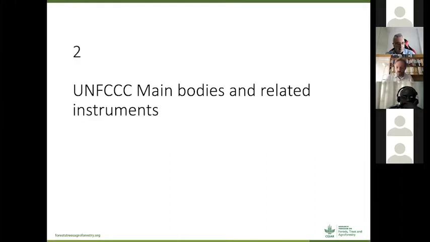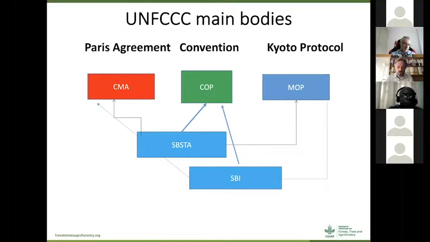So just to come very briefly to the UNFCCC main bodies and related instruments, I think it's a very important point for us that the climate convention and the convention for the parties of the Paris Agreement are linked, but they are evidence-based, they are science-based. There are two bodies, the Subsidiary Body on Scientific and Technological Advice and the Subsidiary Body for Implementation. Both of them assist the governing bodies and the countries through the provision of timely information and advice, either on scientific and technological matters for the SBSTA or on implementation matters for the SBI, and they are all science-based and evidence-based.